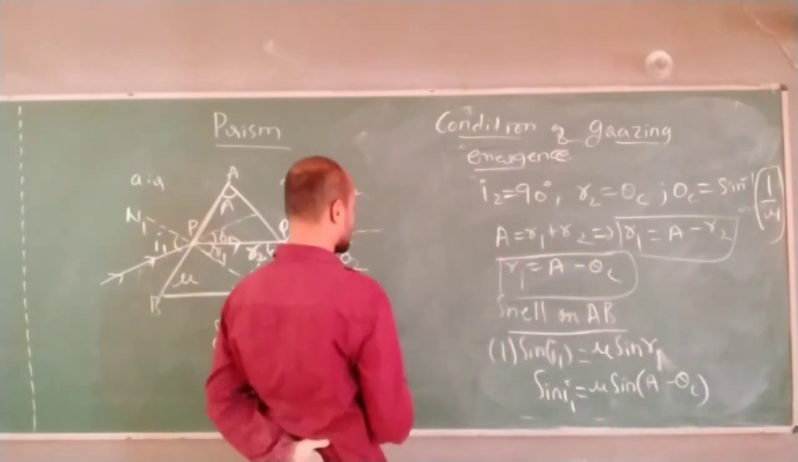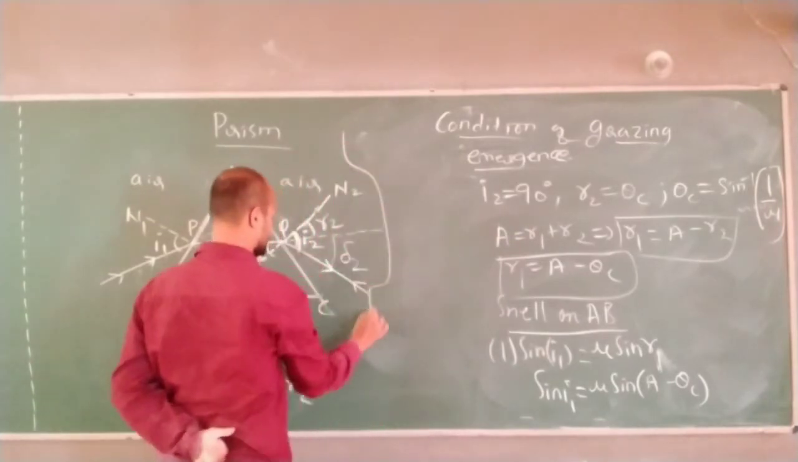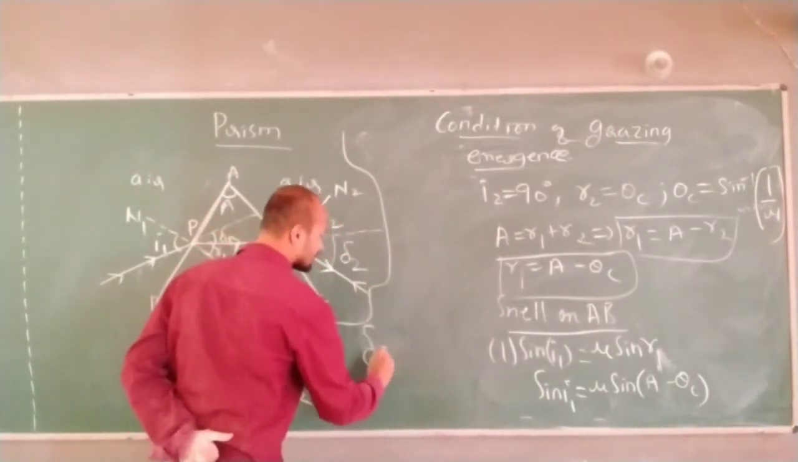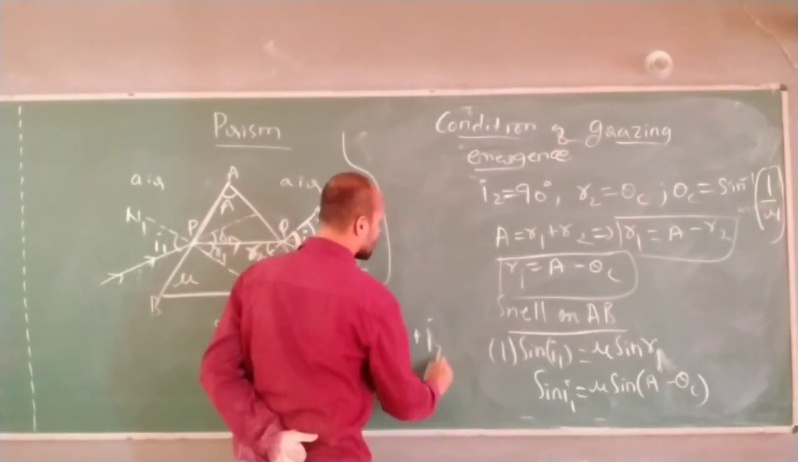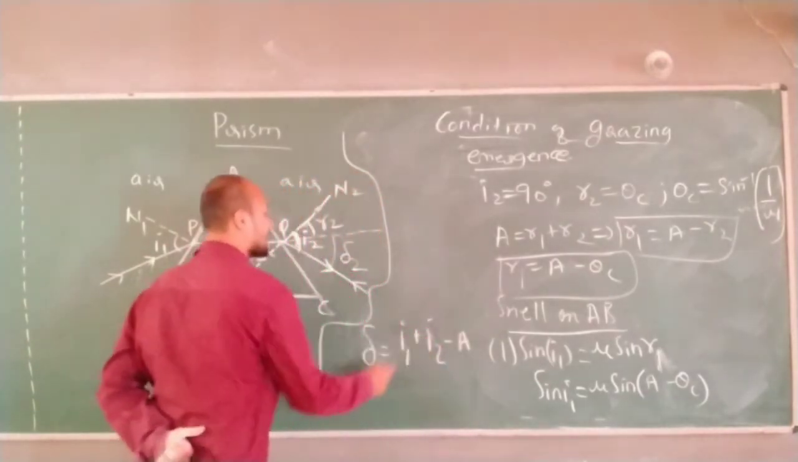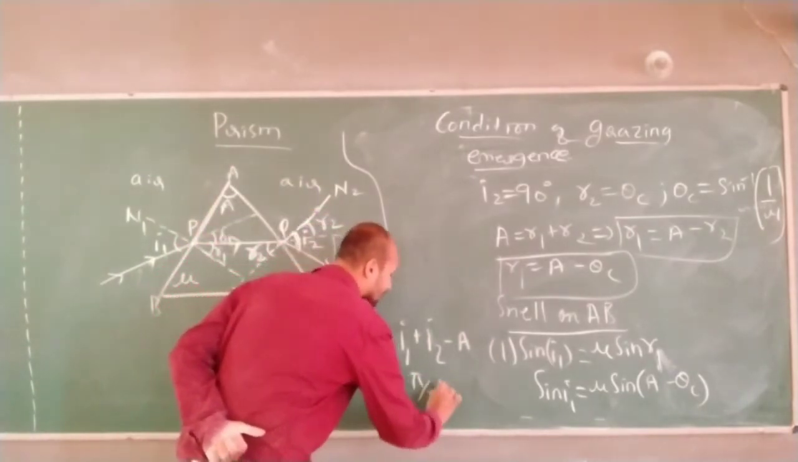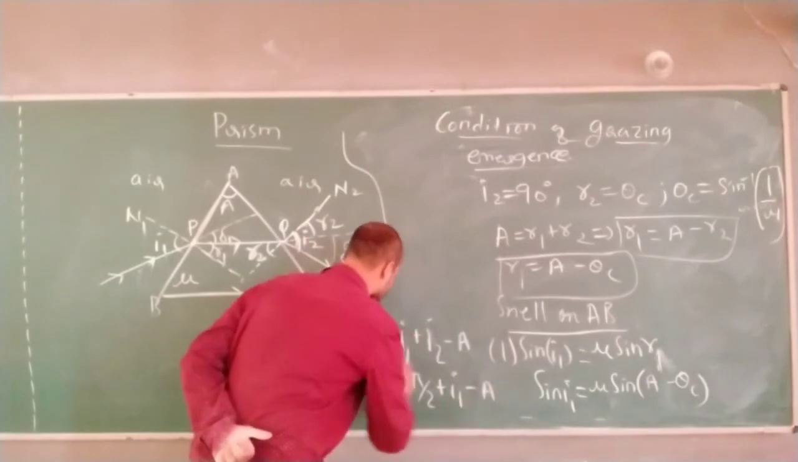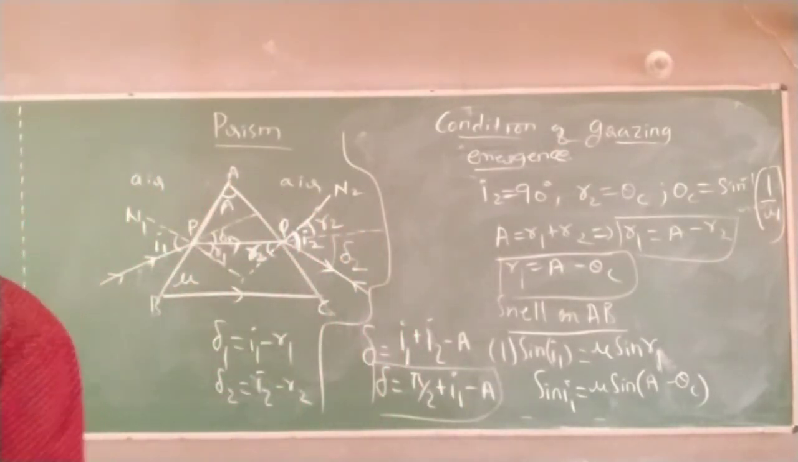What about deviation? Deviation for this is I1 plus I2 minus A, where I2 is pi by 2. Delta is equal to pi by 2 plus I1 minus A. These are the expressions which are happening for the condition of grazing emergence.